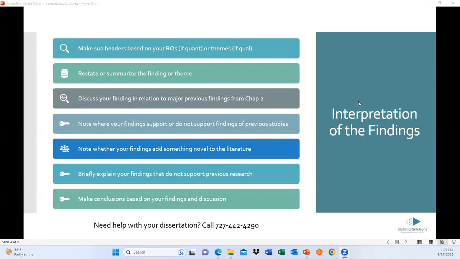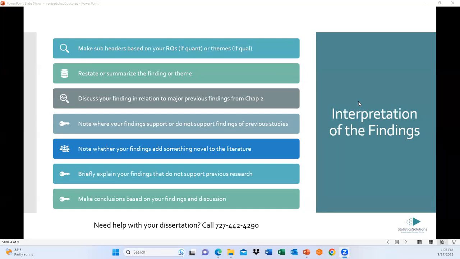So the way to handle this section is usually to section it out with subsections, because that's going to make it easier for you as a writer. So it's writer friendly. It's also going to make it easier for your readers. It's going to be reader friendly, right? So rather than having one lump of information for all your research questions or all your themes or all your findings, which is going to get confusing, section it out.